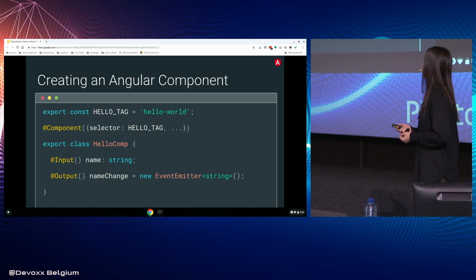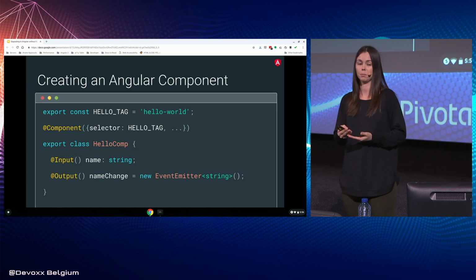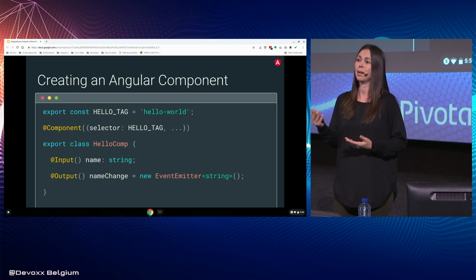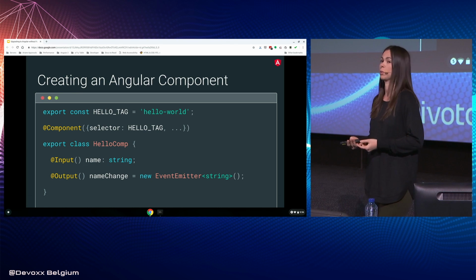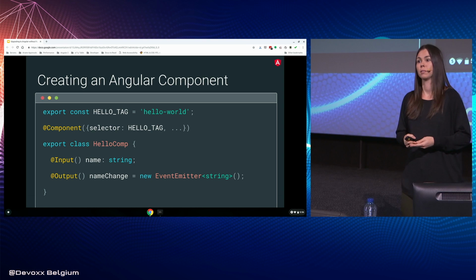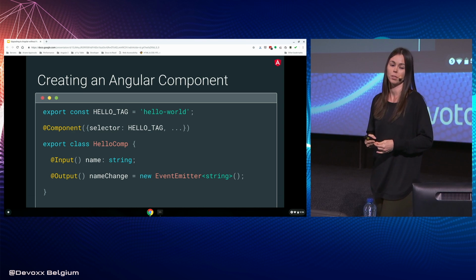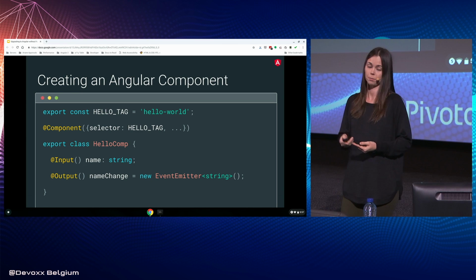So here I create an Angular component. I specify a tag, hello-world, same as before. And you can imagine here I have a template URL, style URLs, all the stuff you're normally familiar with in components. We have an input and an output. So the input is a name, the output is this change event. So whenever I update the name, I output a change event.